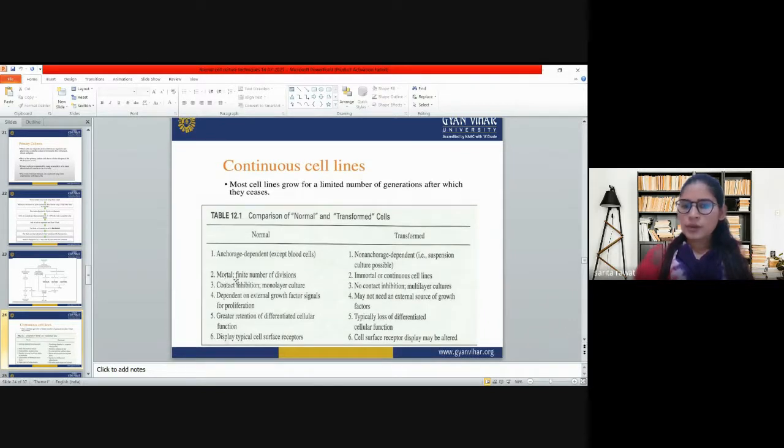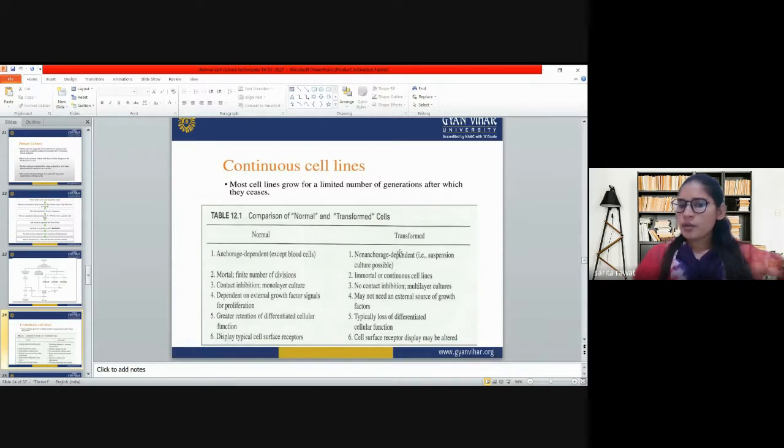So they are monolayer cultures with a finite number of divisions, showing contact inhibition, and dependent on external growth factor signals for proliferation, with greater regulation of differentiated cellular functions and displaying typical cell culture cell surface receptors.